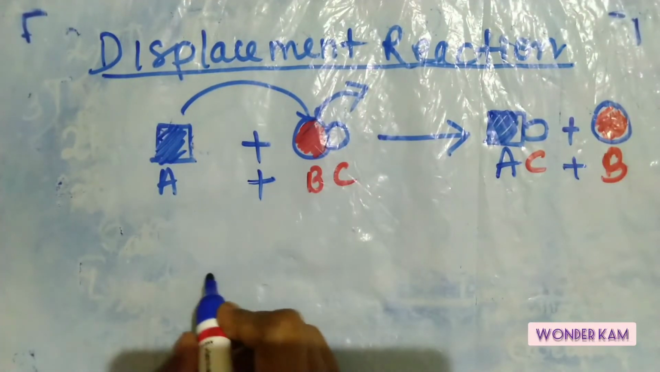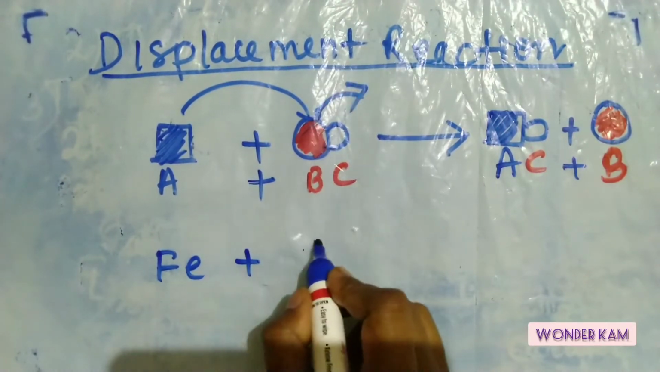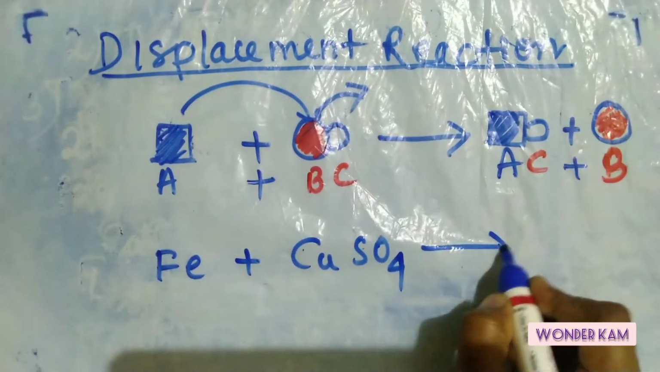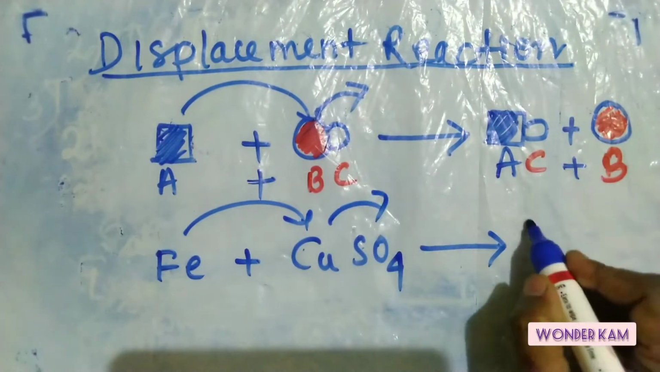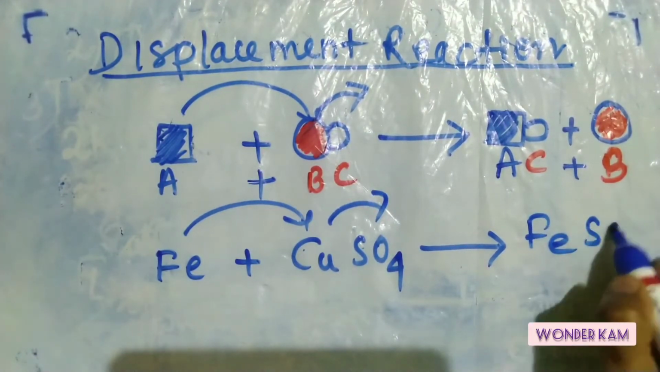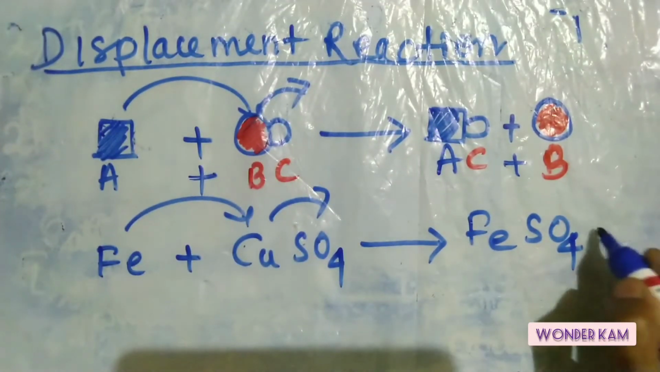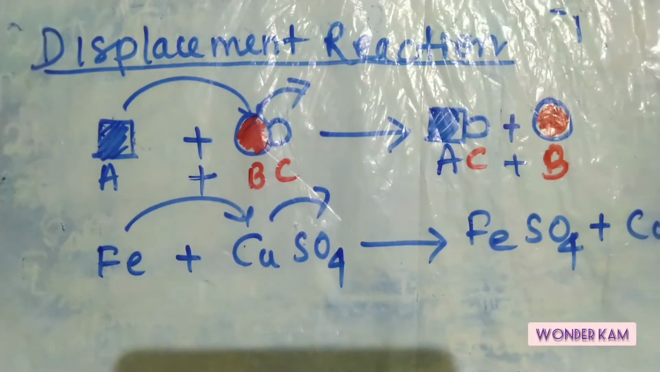If we take one example, suppose iron reacts with copper sulfate, it removes copper out and takes its place. That means it removes and it takes, and copper will be deposited. So now how will we come to know whether this reaction takes place or not?